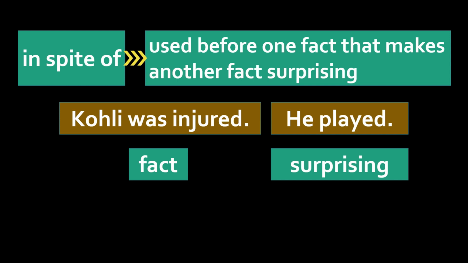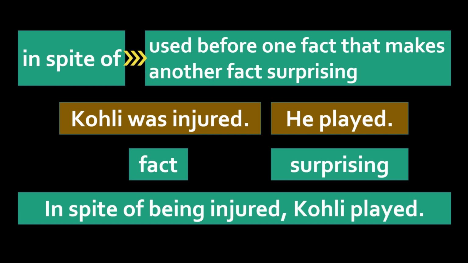Now how can we combine these two sentences or join these two sentences using in spite of? Look at this here. In spite of being injured, Kohli played. Or you can say in spite of the injury, Kohli played. Okay, let's learn how you get this one. I mean, like being injured or injury. Let's see all those things.